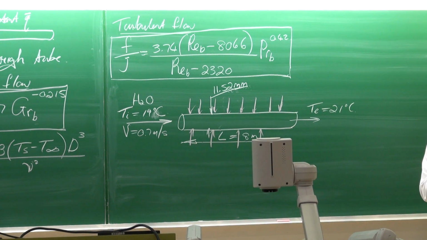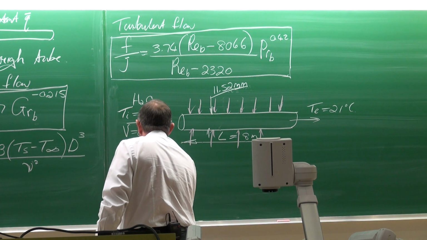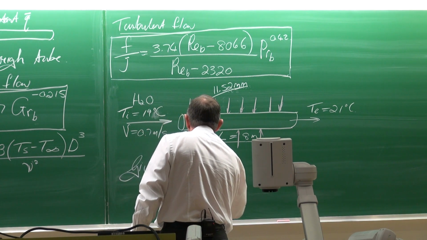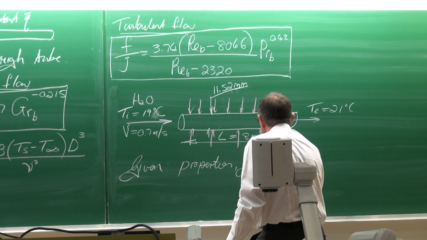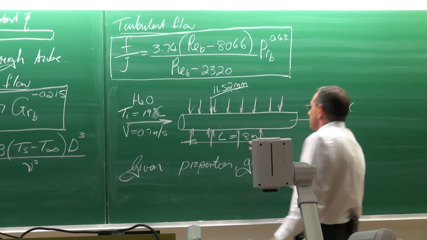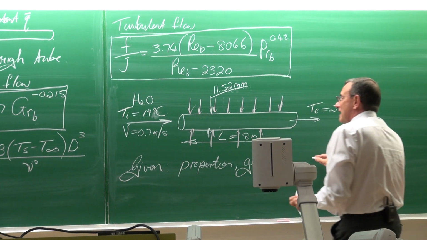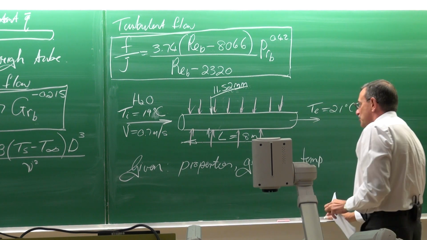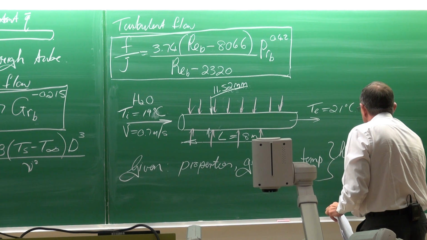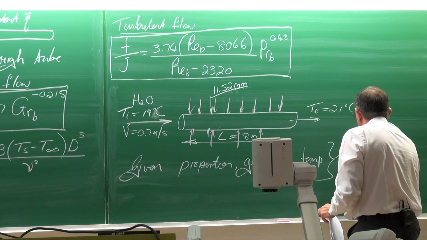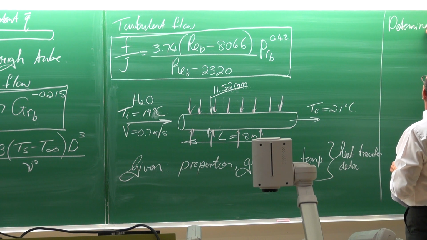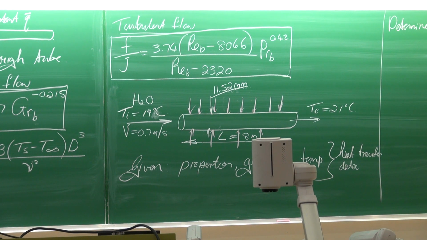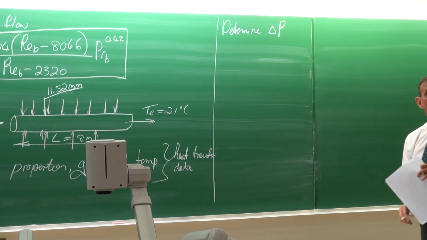Okay. And now, take note, everything that has been given are either properties, or you can get it from the tables, geometrical information, the length and the tube diameter, and temperatures. So in general, it is heat transfer data. But the question is, determine the pressure drop over the tube. Determine the pressure drop. Do you all follow that?